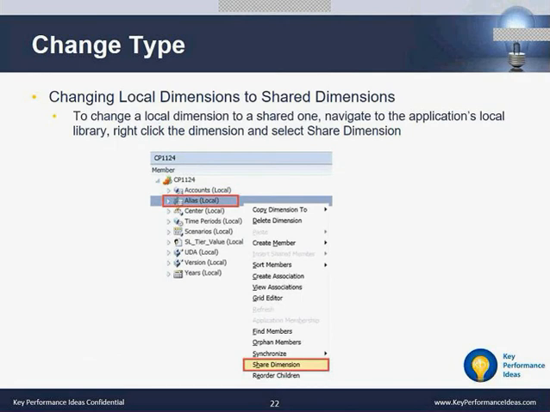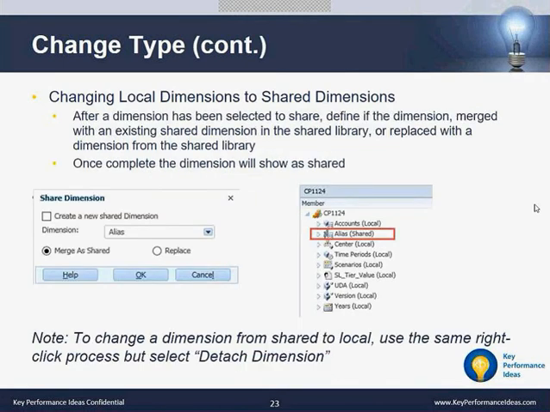You can also change a local dimension to a shared dimension. To do that, you would just go to the local library for that application, right-click on the dimension, and click Share Dimension. After you've done that, you can choose to merge it or replace it from what is in the shared library. Then you'll see that it's shown as shared. To do the opposite, to go from a shared to a local dimension, you would right-click as in the process above and choose Detach Dimension.